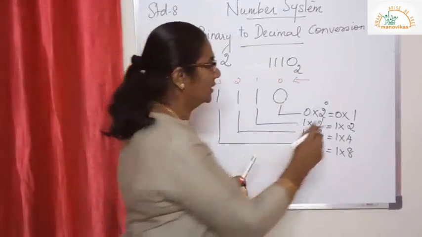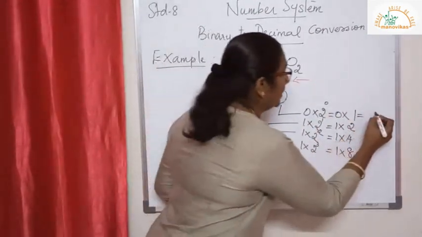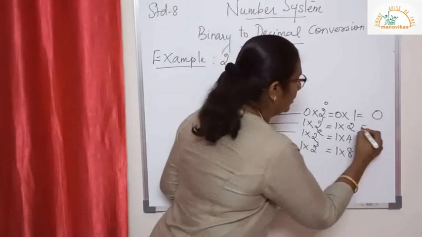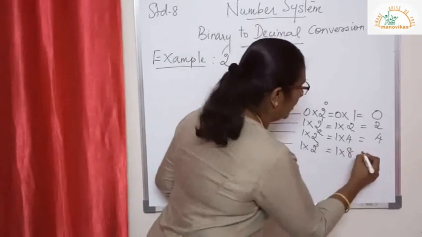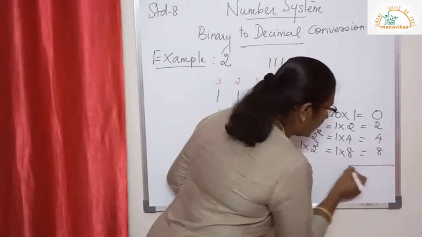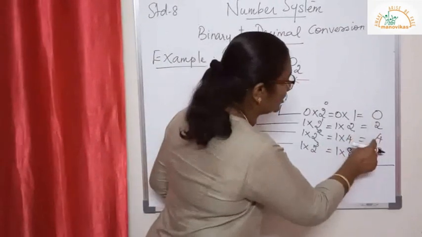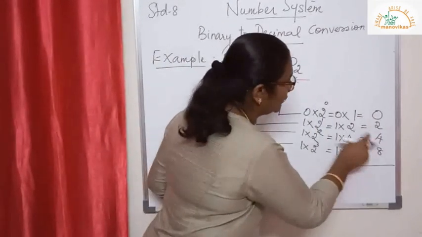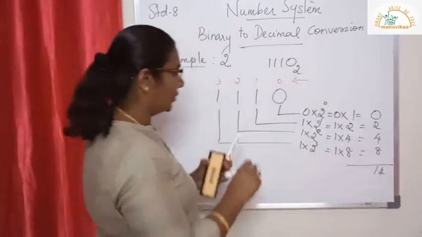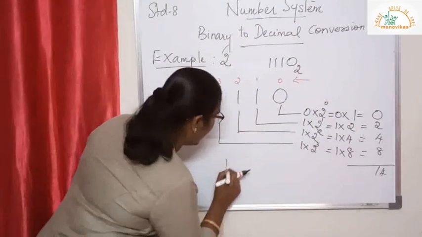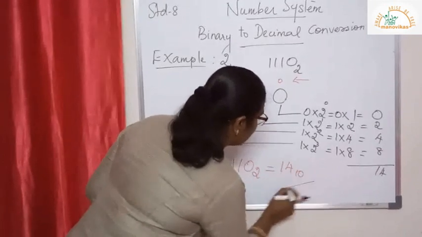And the next step is multiply this, your simple mathematics. That is 0 into 1, that is equal to 0. 1 into 2 is 2 and 1 into 4 is 4. 1 into 8 is 8, and at the end add all the numbers. That is 0 plus 2 plus 4 plus 8. That is 2 plus 4 is 6 and 6 plus 8 is equal to 14. So your answer is 1110 base 2 is equal to 14 to the base 10.